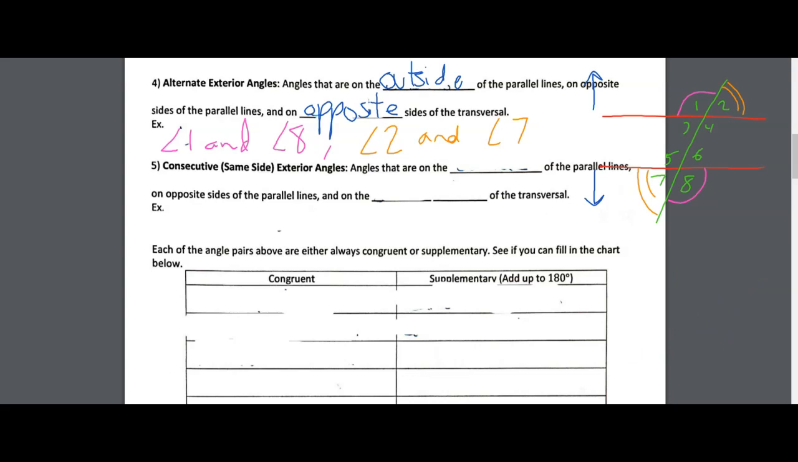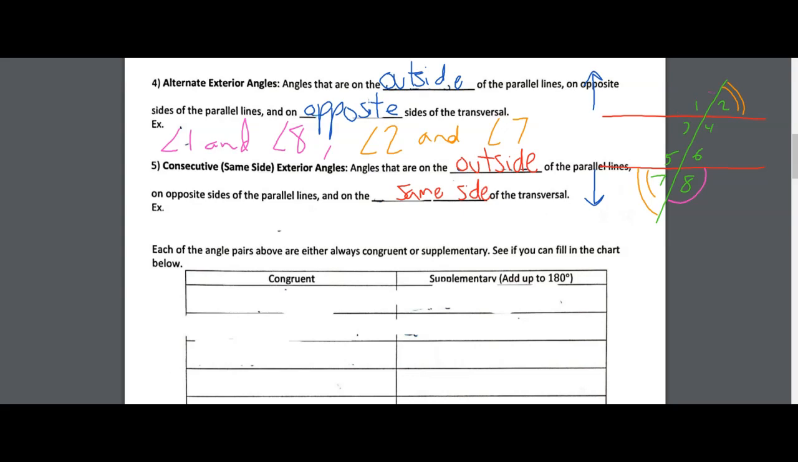Last one is consecutive or same side exterior angles. So these are angles that are on the outside of the parallel lines. They're on opposite sides of the parallel lines, but they are on the same side of the transversal.